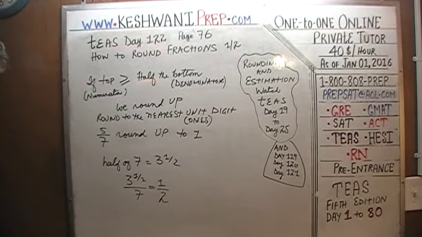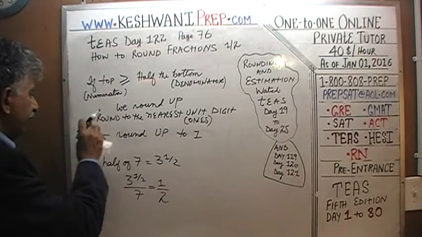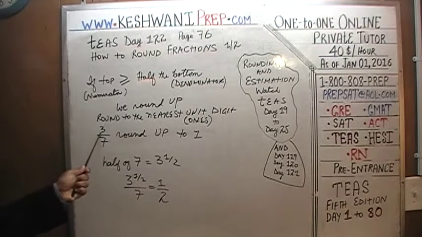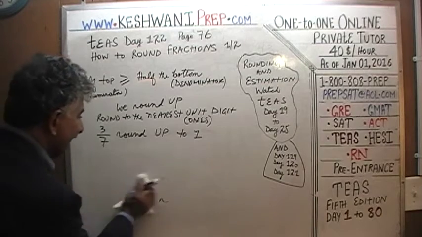What happens instead of 5/7 had it been 3/7? As we know, half of 7 is 3.5. Now 3/7 is less than half.